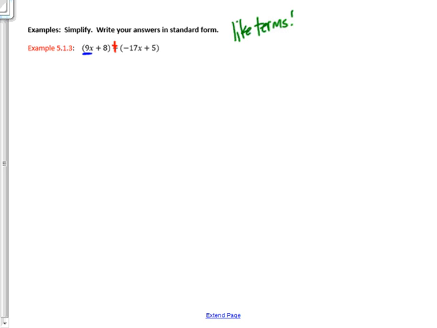So I can put this positive 9x with this negative 17x, and all we do is put the coefficients together. So 9 minus 17 would be a negative 8x. And then I can put the constants together. So what is a positive 8 and a positive 5? That would give me 13. And that's all there is to that adding one.